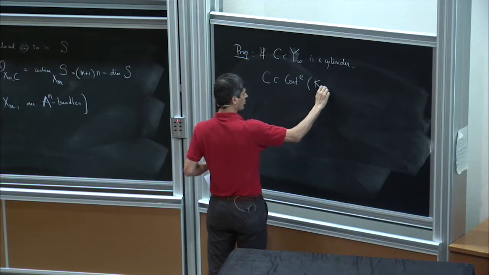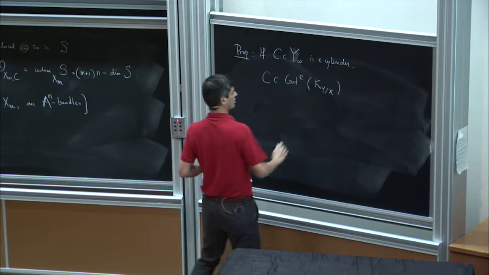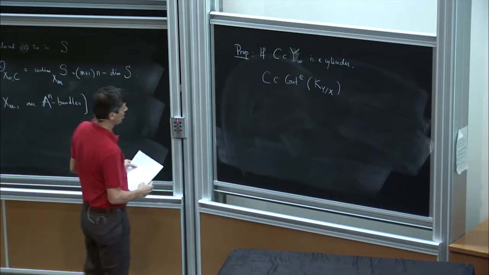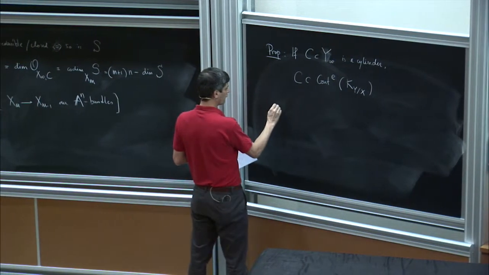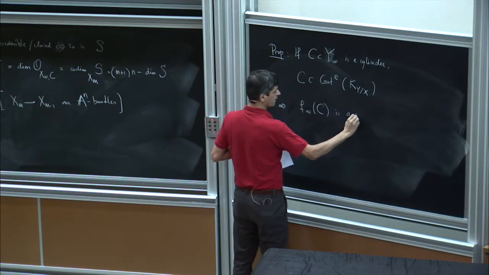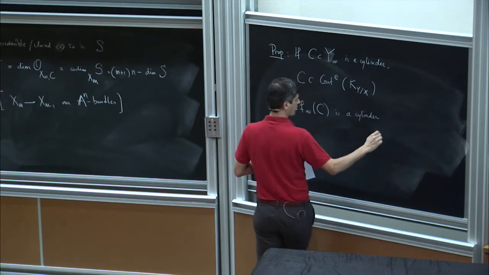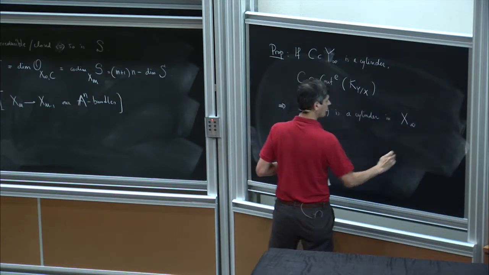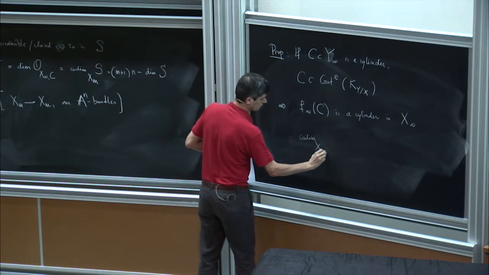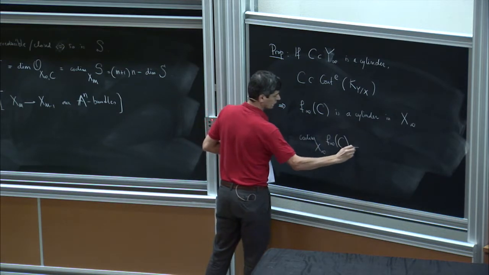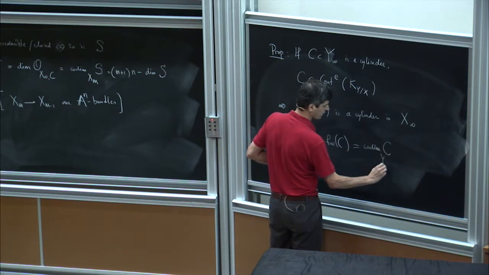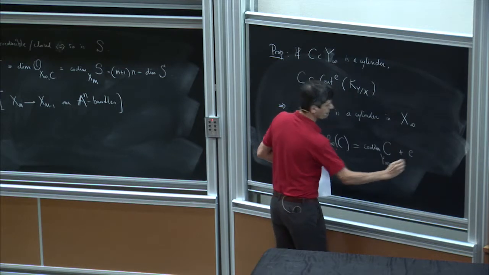So I look at the contact locus of a relative canonical divisor of order e, or if you like, of a Jacobian. Actually, more important, it would be the Jacobian of the map. And then it follows that if I take the image of C, this is a cylinder in X infinity of codimension equal to the codimension of C inside Y infinity plus this number e.